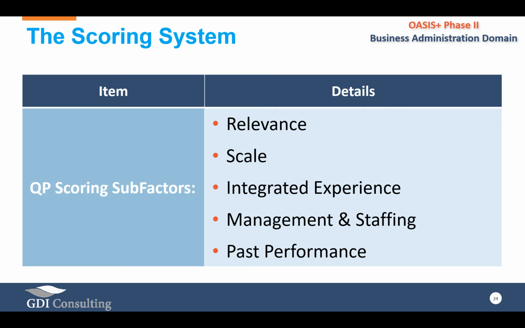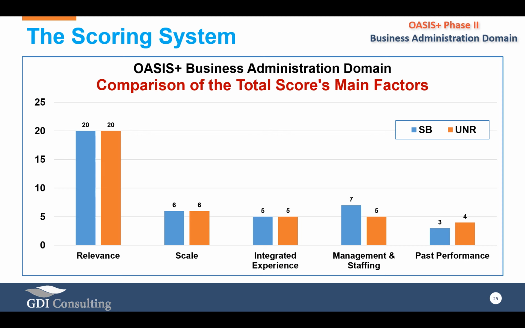Okay, there are 5 subfactors under QP scoring. So relevance, scale, integrated experience, management and staffing, and past performance. So those 5 contracts I mentioned, each of them gain some score based on one of these 5 subfactors. And I'm going to now go into each of these 5 subfactors so you understand how they work. You can look at them graphically here, and again you can see here that out of the 5 subfactors, relevance has the highest with 20 points out of it.